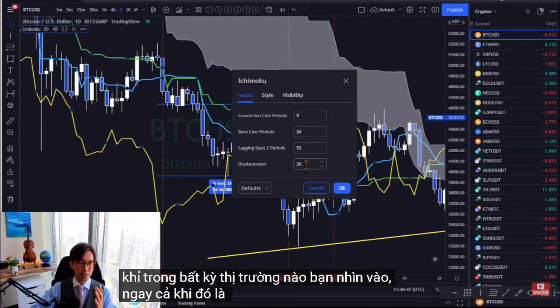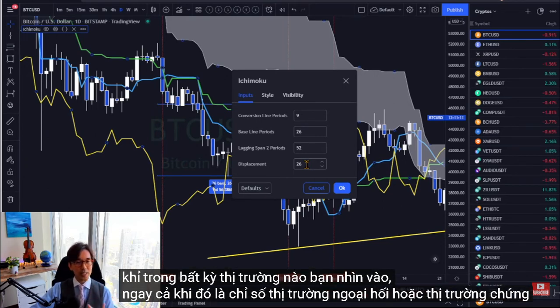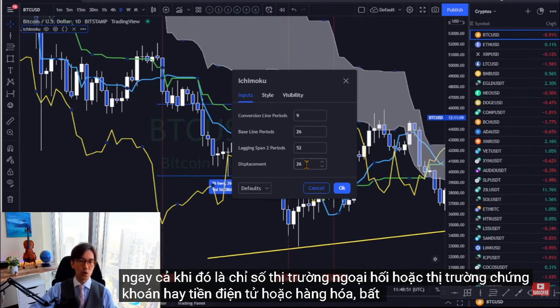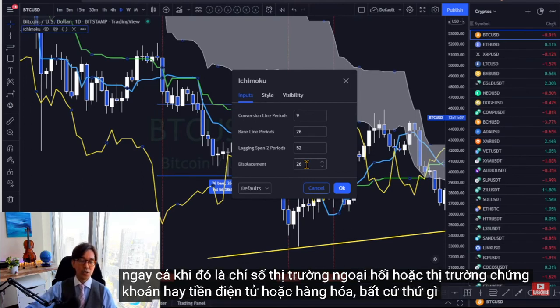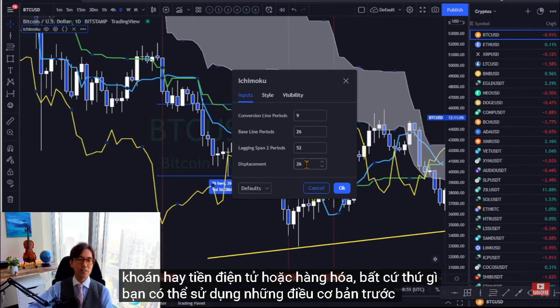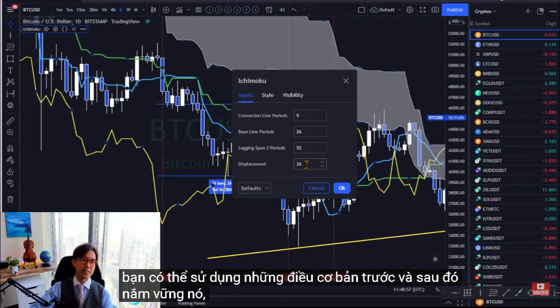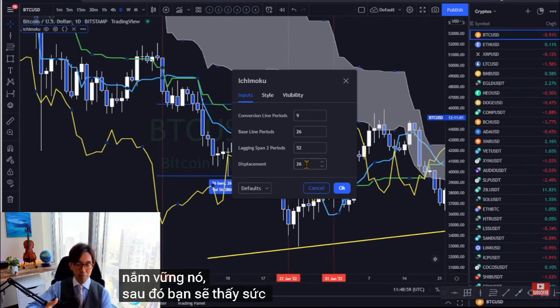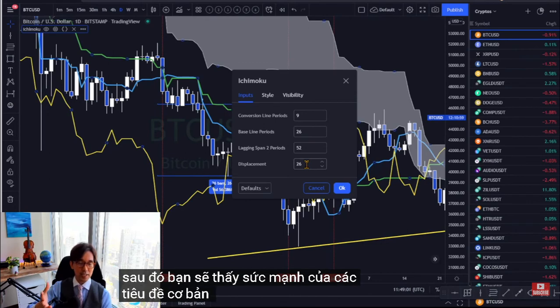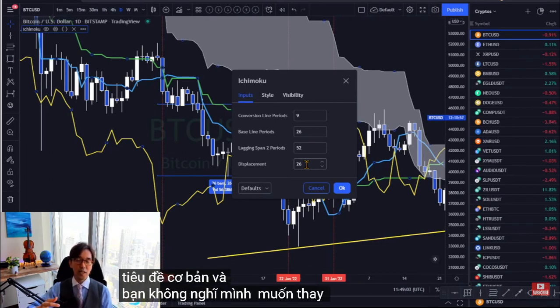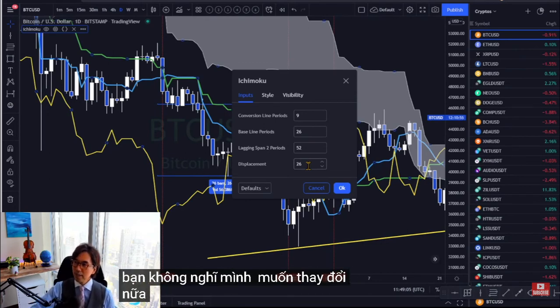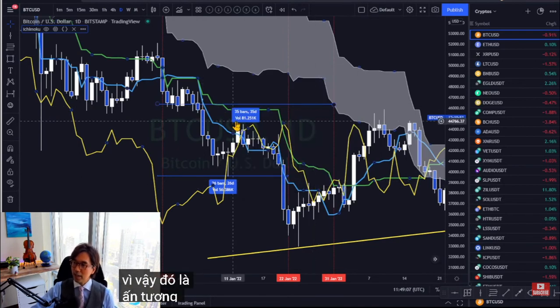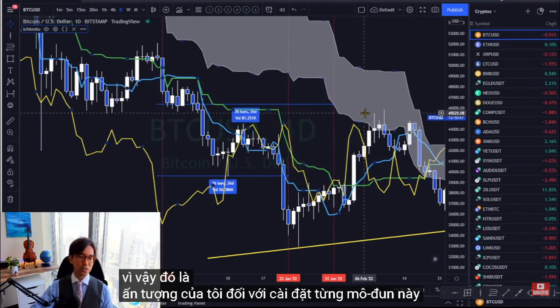So once again, my recommendation is to master the basic settings of Ichimoku in whatever market you look at, even if it's Forex or stock markets, index or cryptos or commodities, whatever. You just use the basics first and then master it. Then you will see the power of the basic settings and you won't think you want to change anymore. So that's my impression of the Ichimoku settings.